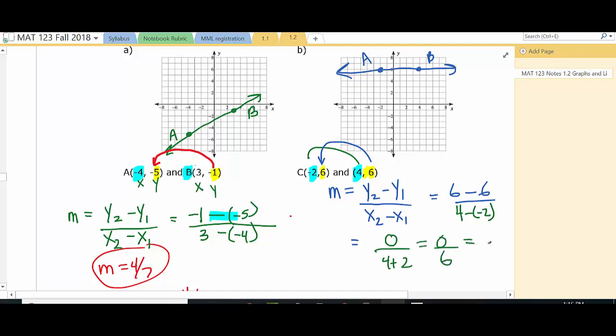And then what's 0 over 6? 0. So that is a 0 slope. Anytime you have a horizontal line, that's a 0 slope. So I want you to make this connection on here.